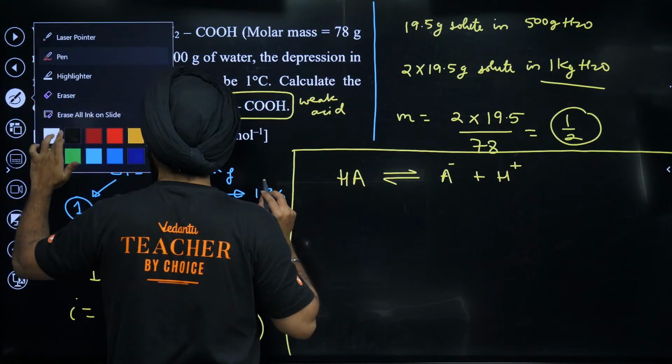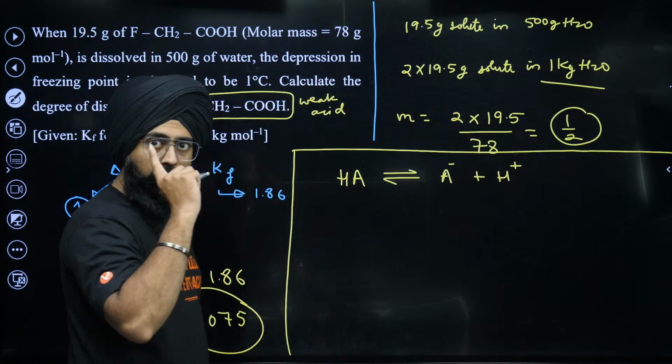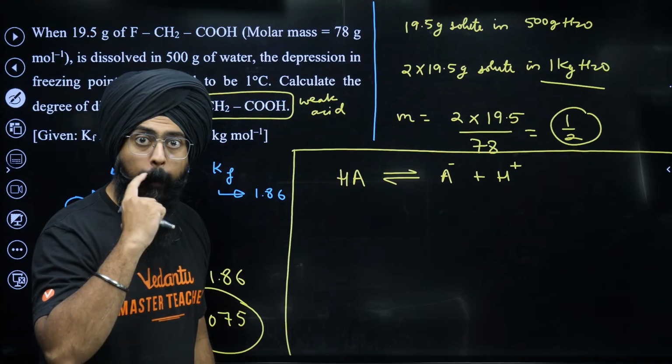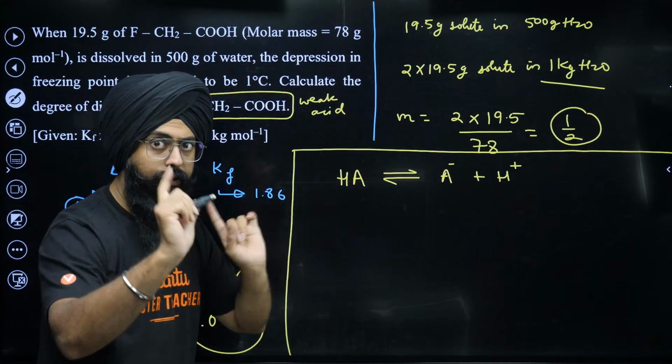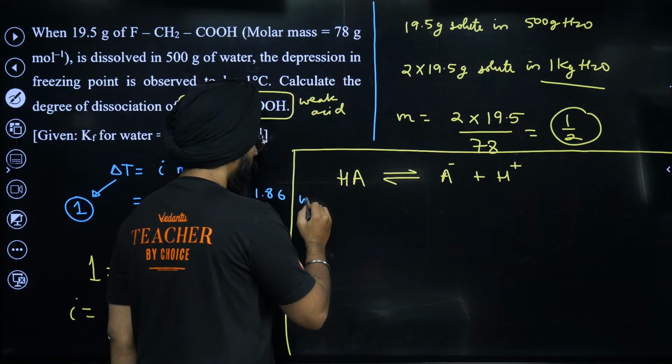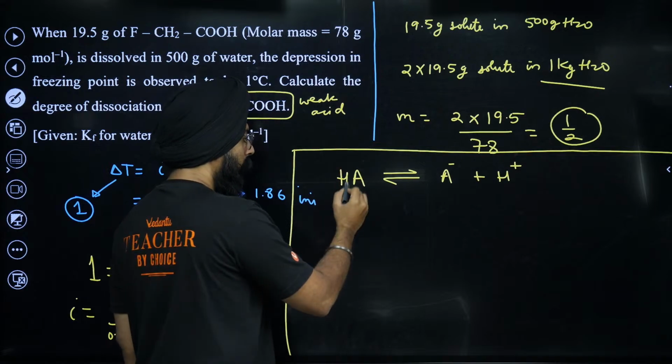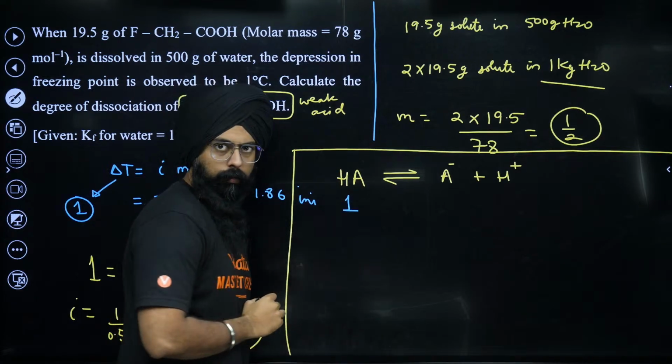So now to calculate the Van't Hoff factor, listen to what you have to do. Initially, let us assume HA is one particle.